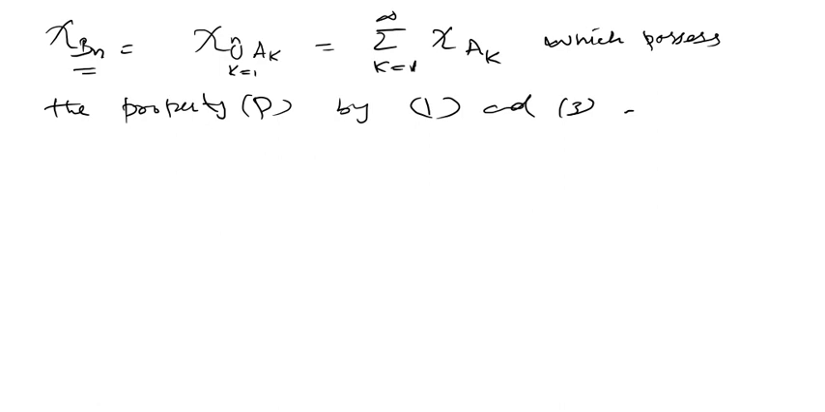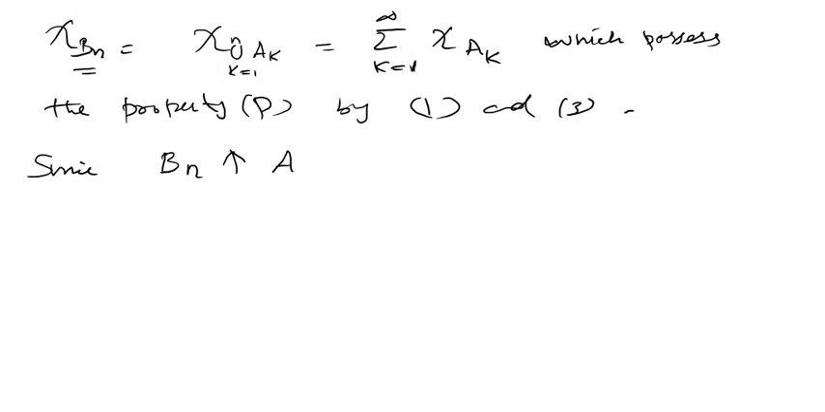Now since this B_n, you can see that it increases to A, because the union of B_n is equal to A, and B_n is an increasing sequence, so B_n increases to A. If it increases to A, then let's see this.